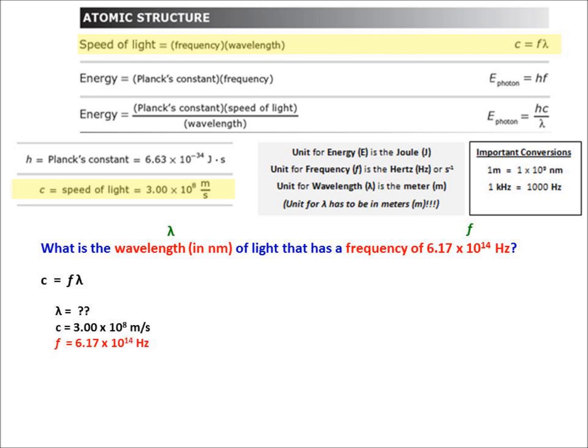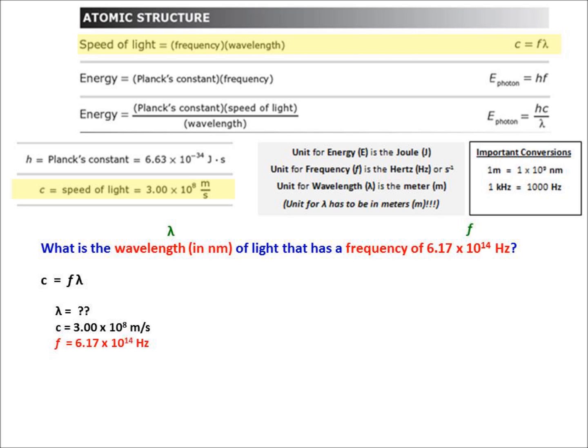Wavelength is obviously what it wants us to solve for, so that's our big question mark. That's our variable x. c is equal to the speed of light, and that's a constant. It's provided above. It's equal to 3.00 times 10 to the 8th meters per second. And lastly, the question provides us with the frequency of that light, which is 6.17 times 10 to the 14th hertz. All right, so I have all the information that I need to solve this problem.